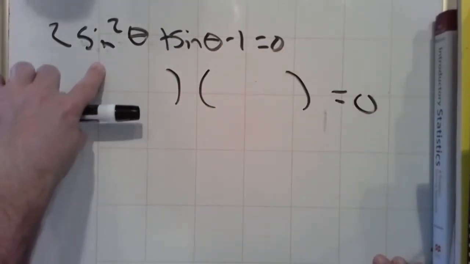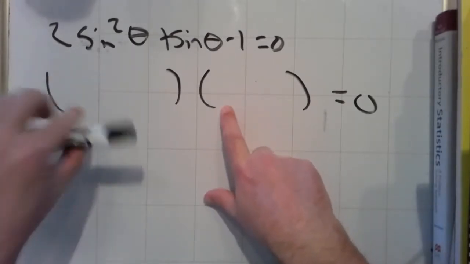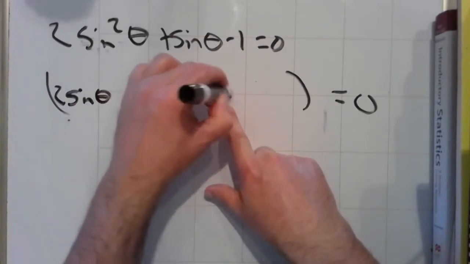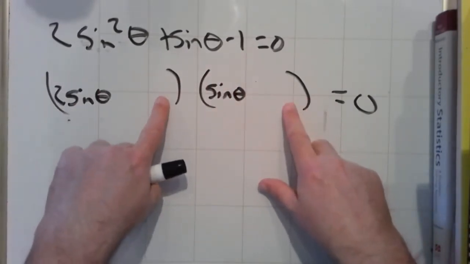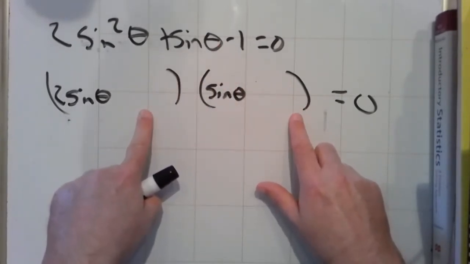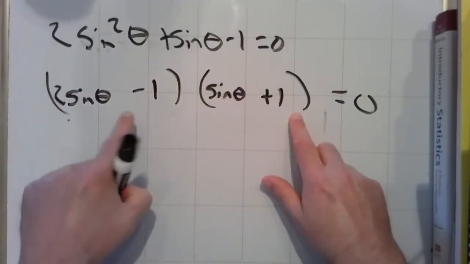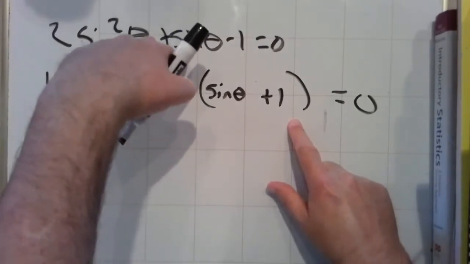So I want things that multiply to 2 sine squared here and here. So that's got to be a 2 sine of theta and a sine of theta. And then I need things here and here that multiply to -1. It's got to be a +1 and a -1. We just got to figure out which goes where. Is it -1 plus 1, or is it the other way? So let's check our middle term and see.